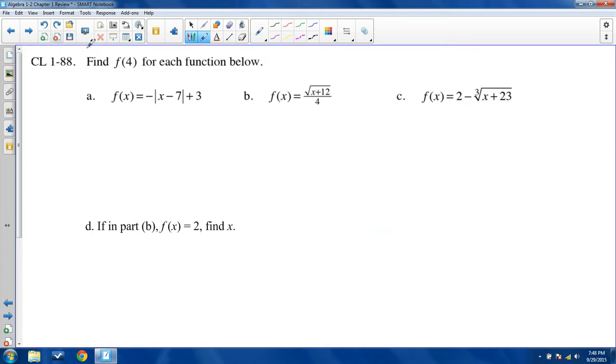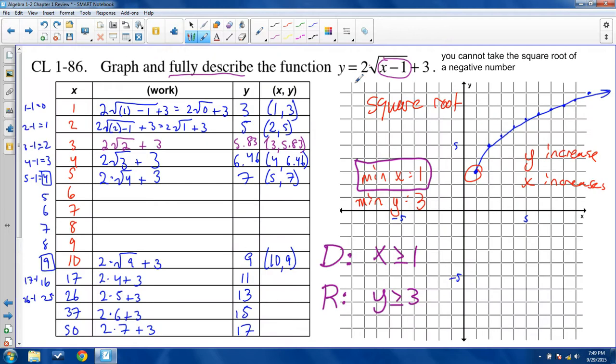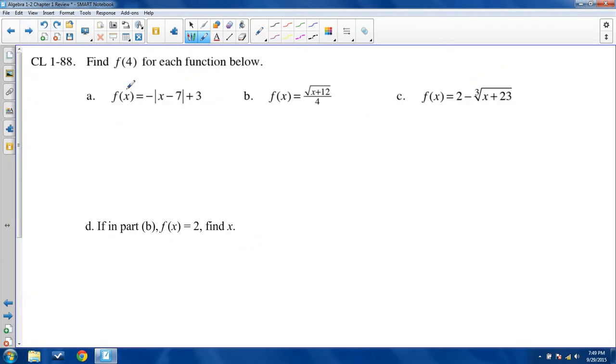So I've got a few more problems to go here. Find f of 4 for each function below. Let's talk about this f of stuff for just a moment. This says f of x equals. Before, we saw some things that would say y equals, and you're like, how come it's now changed to this f of x thing? Why isn't it y? Well, y and f of x are the same thing, literally. F of x took the place of y. There's no difference. F of x is y.